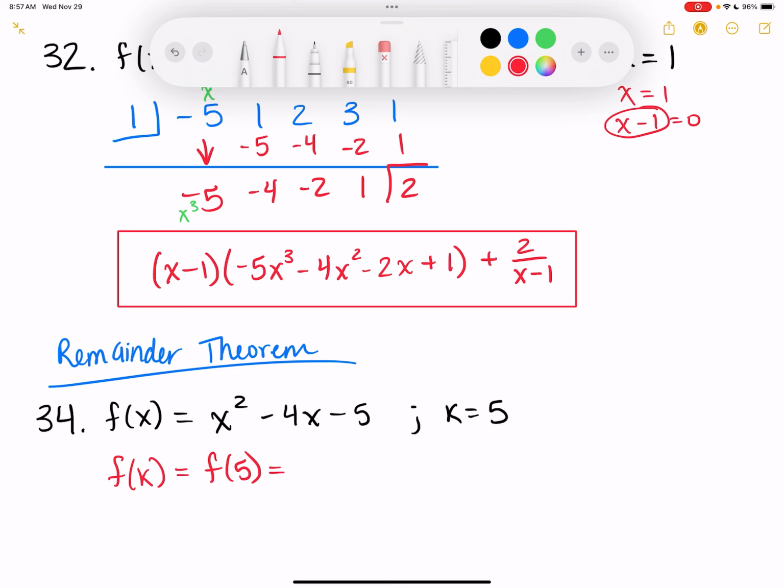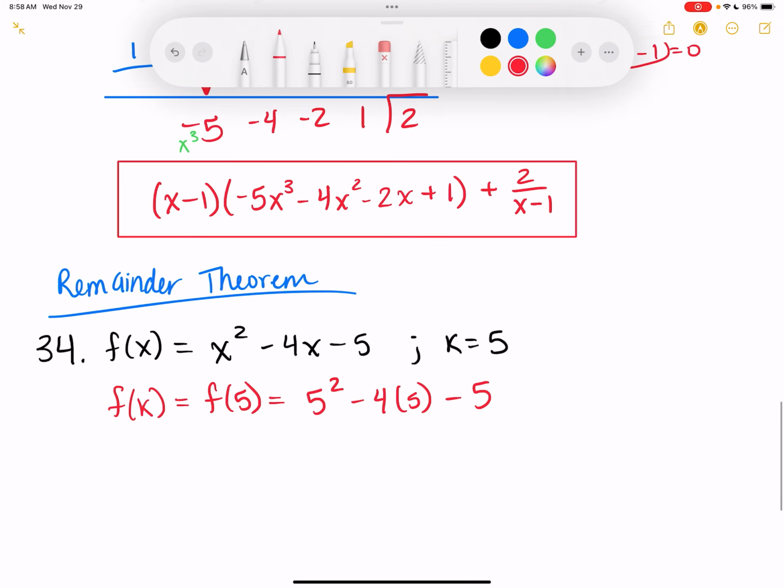So this is kind of like going back to the composite functions that we did, where we were plugging in numbers. It's kind of like that. So we've got 5 squared minus 4 times 5 minus 5. So that's 25 minus 20 minus 5, which in this case ends up being 0. So my remainder in this situation would have been 0.